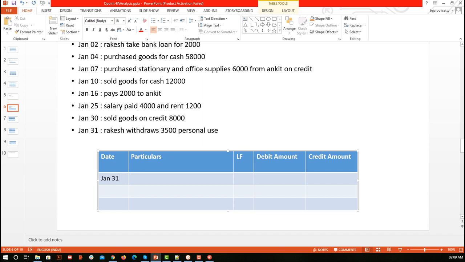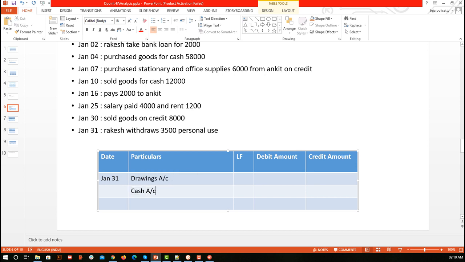Here Rakesh withdraws 3,500 for personal use. We can see that the cash account is involved for sure, and there is something called withdrawals. The new account here is the withdrawal account, or we can also say the drawings account. That is again a financial term. So we have two accounts involved here: the drawings account, and then the cash account. If you are not sure what a drawings account is or which category it belongs to, that is fine. We see the cash account because we know that.